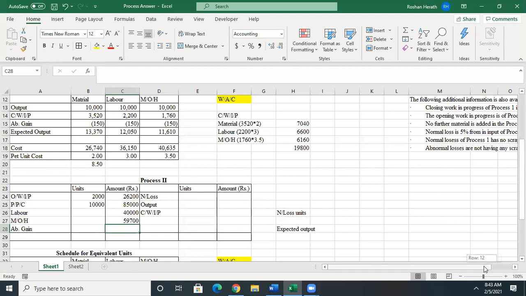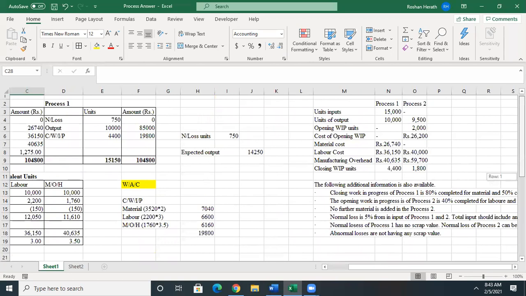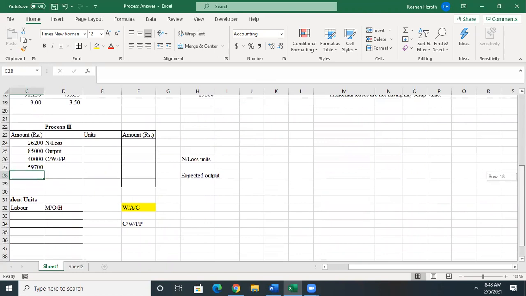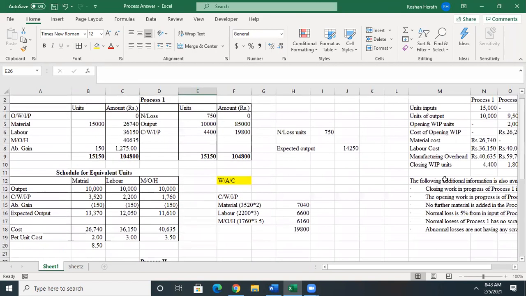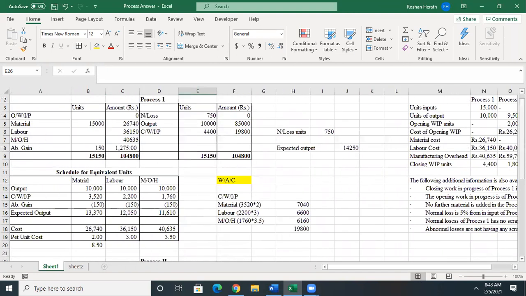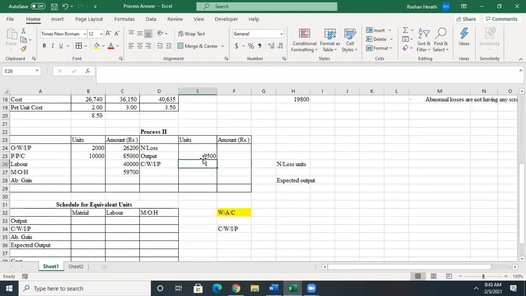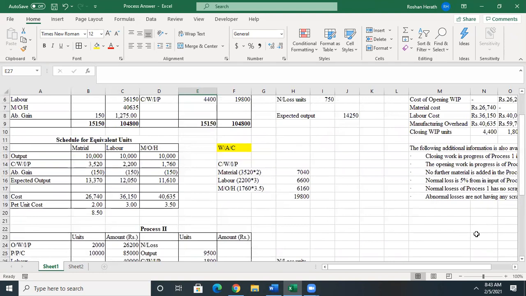Then let's look at the output side, what it says. The output is 9,500 units, the output that it has generated. And are there any closing WIP? Probably. Closing WIP units, 1,800. You need to check whether you have abnormal gains or loss.